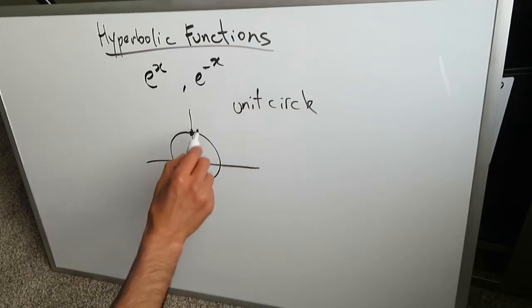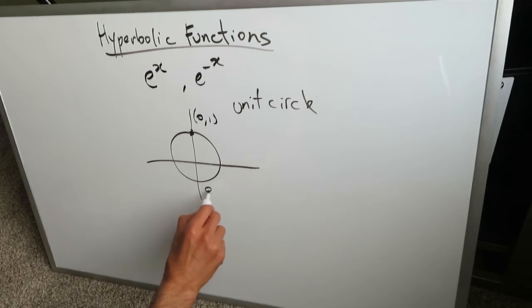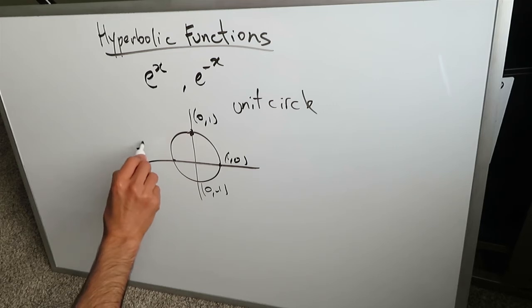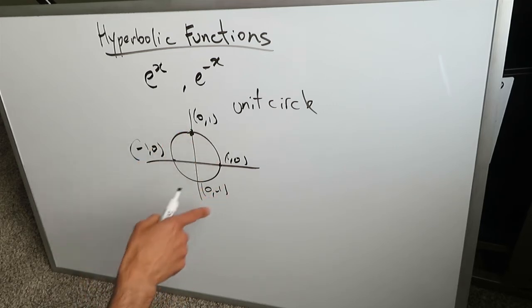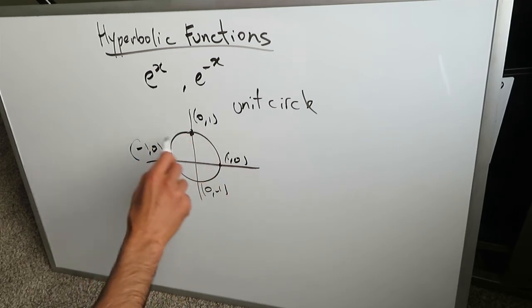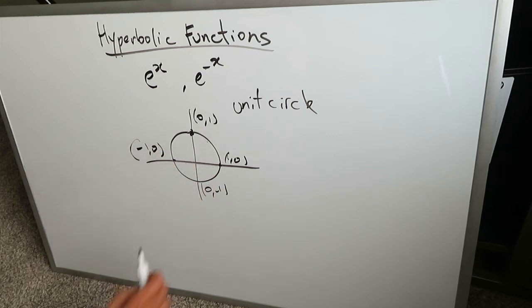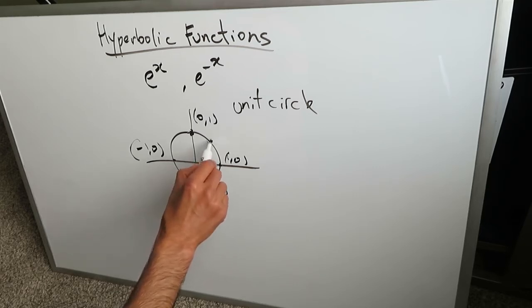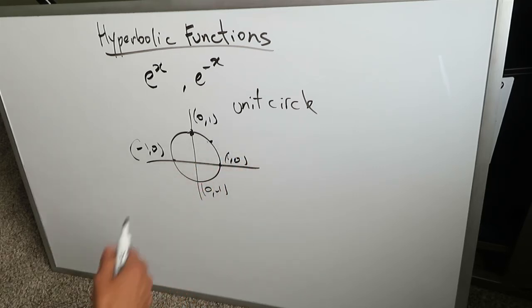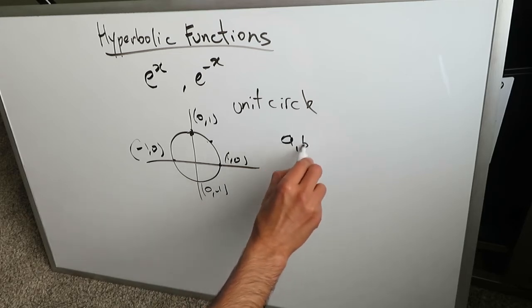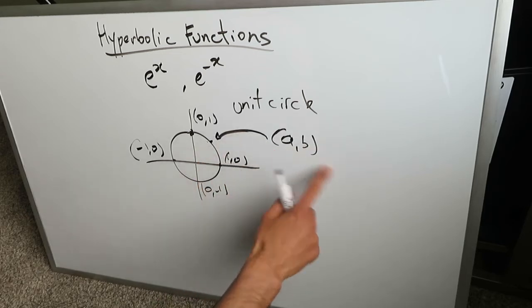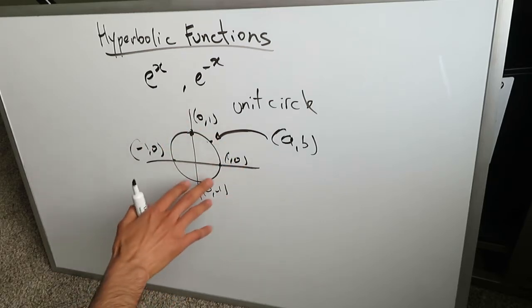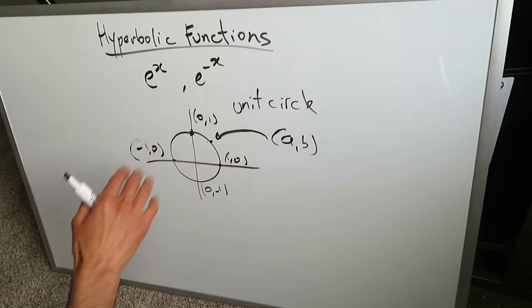You have points over here 0, 1. You'll have 0, minus 1. You'll have 1, 0. And here you'll have minus 1, 0. But any of these points on the circle can be represented as a coordinate pair. For example, if you were to have this point over here, it could be hypothetically any point, like a comma b. If this point represented a comma b, you can find the six trigonometric functions of a comma b. And likewise, you can find radians and angles for all of these coordinates.